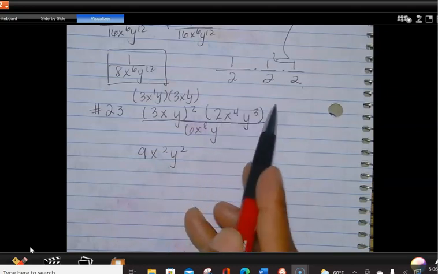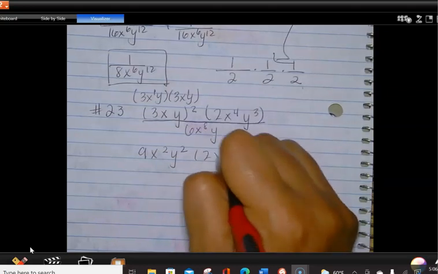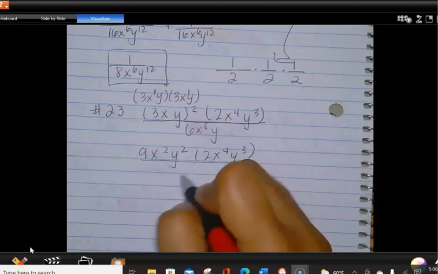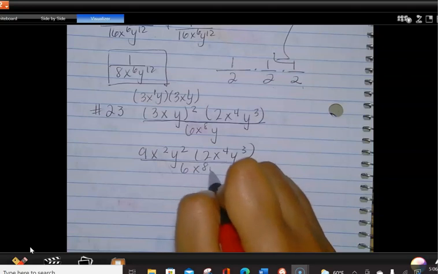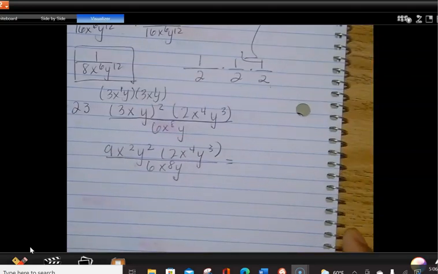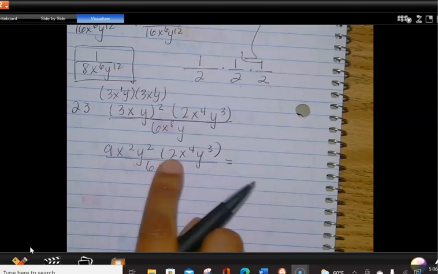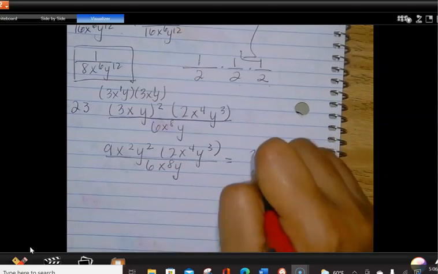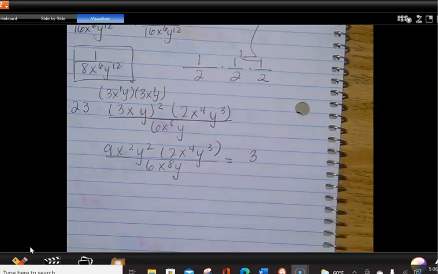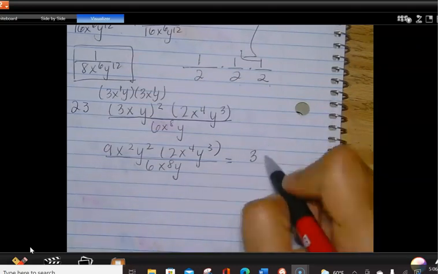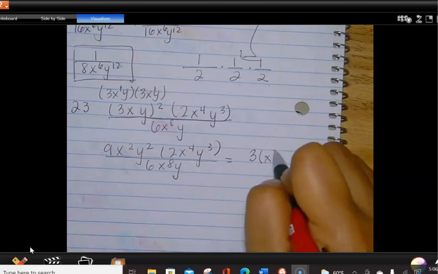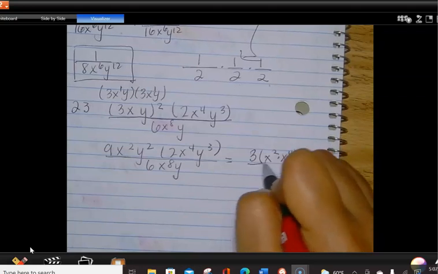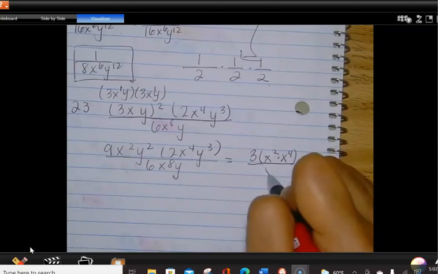Back here, there's nothing to do here. So I'm just going to transfer this down just like it is. And then I'm also going to rewrite my bottom with nothing to do there. All right, so now I'm going to focus on the number parts. Excuse me. 9 times 2 is 18. 18 divided by 6 is 3. All right? And then very carefully, I'm grouping together the x's. See that? And then there's this x to the 8th.